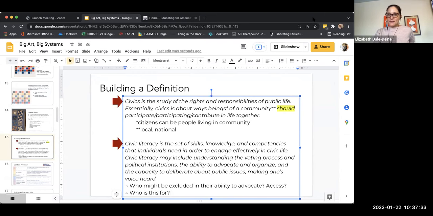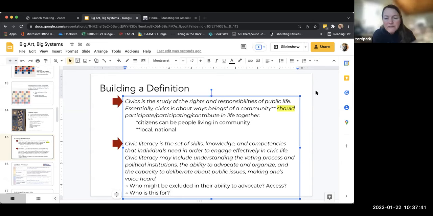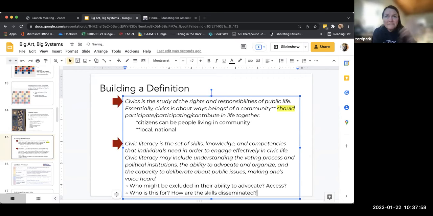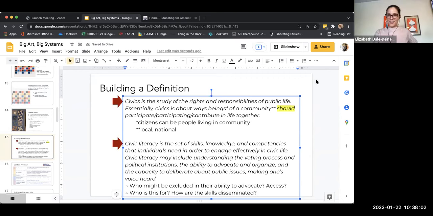There's power in numbers of citizens speaking out about public issues. More people means something gets addressed. Beautiful. Thank you. Also, this idea of there's a set of skills. How is that set of skills disseminated to the people who need them? I don't know if that needs to be part of the definition. I don't know. That's great. I appreciate that.